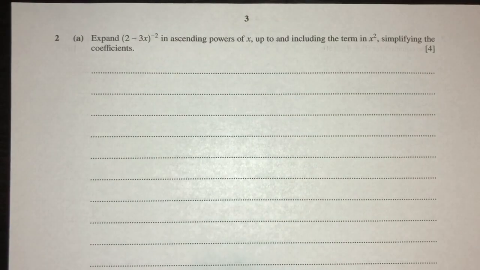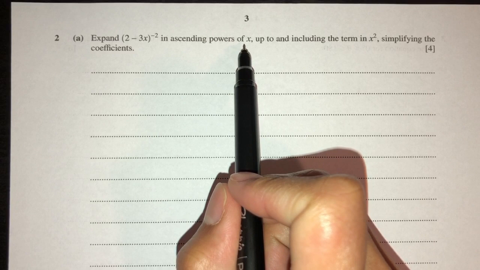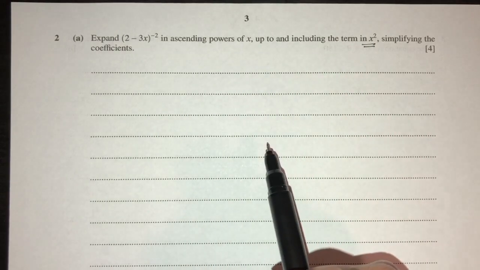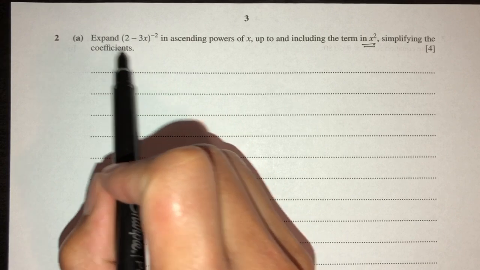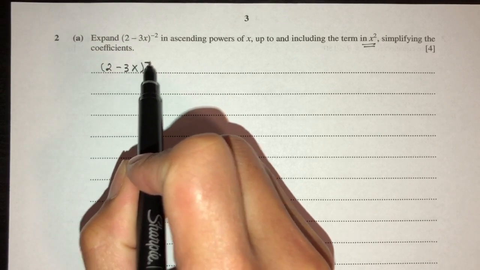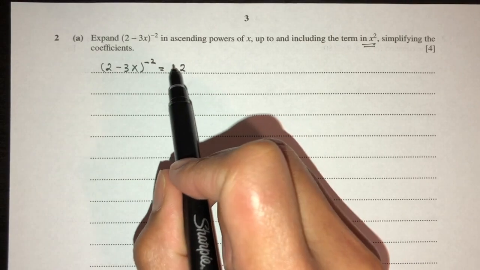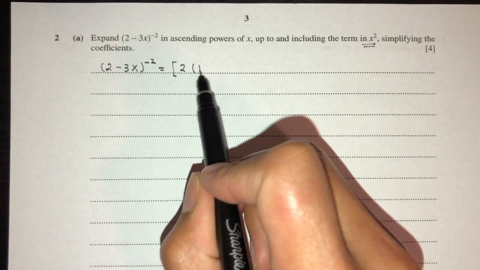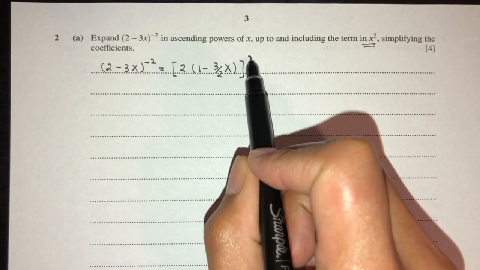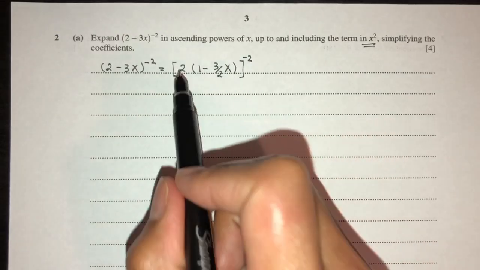Now let's move on to question number 2. Expand this in ascending powers of x up to and including the term in x squared. Okay, so step by step, first we have to simplify this, right? You will have 2 minus 3x power minus 2. Now let's take out the 2. That will be 2 outside. You will have 1 minus 3 over 2 x, power minus 2. Sorry, it's minus 2.